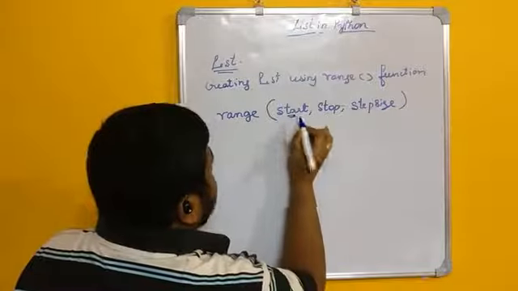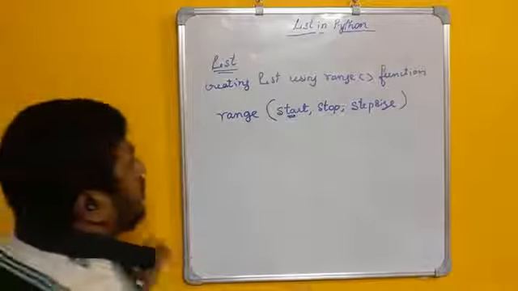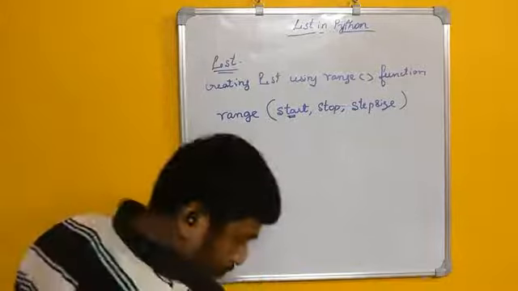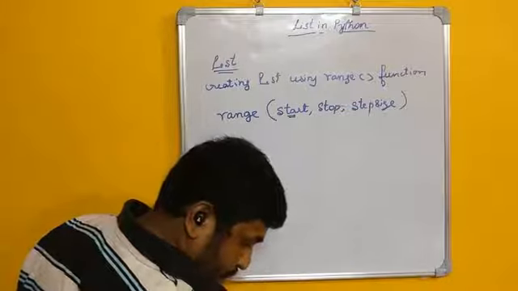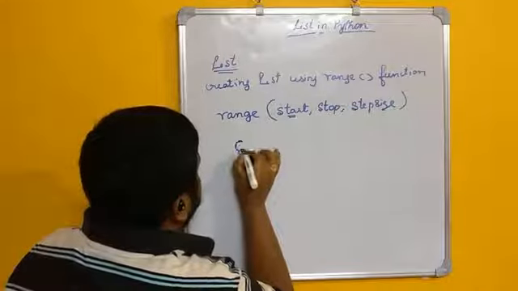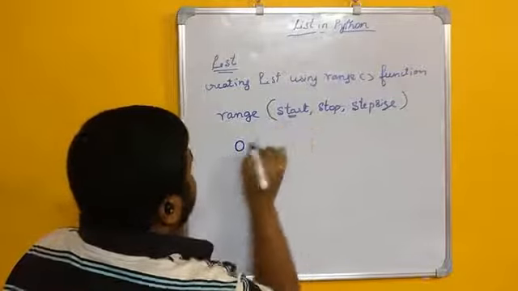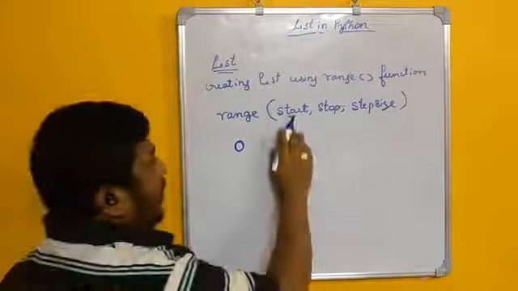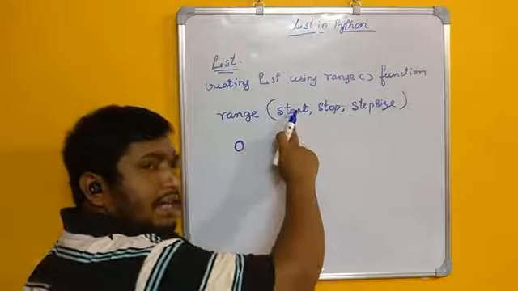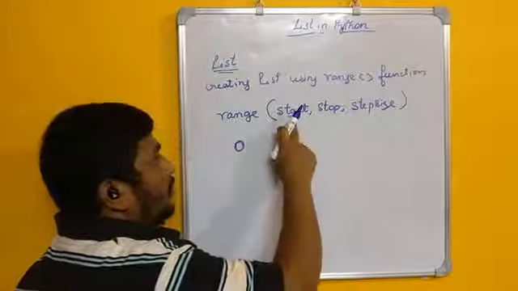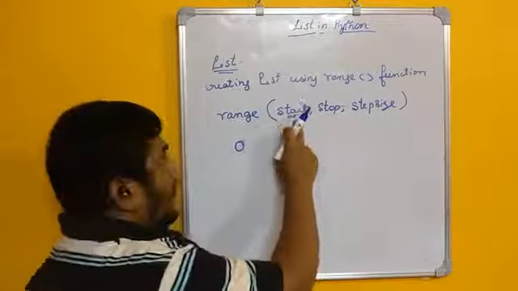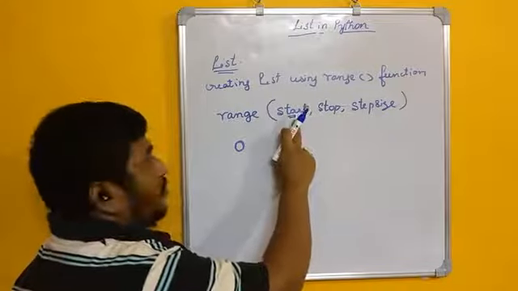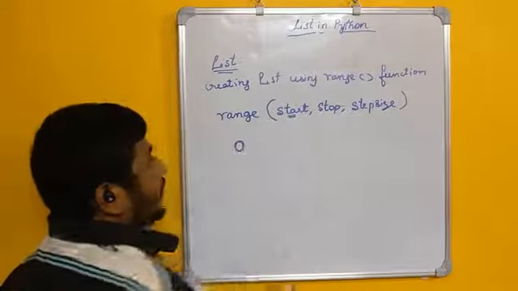The start position is always 0. If we don't mention anything, our start will be from 0. By default, the start will be 0. If we mention an element other than 0, then that element will be taken. If we don't mention any starting integer, it will take it as 0.